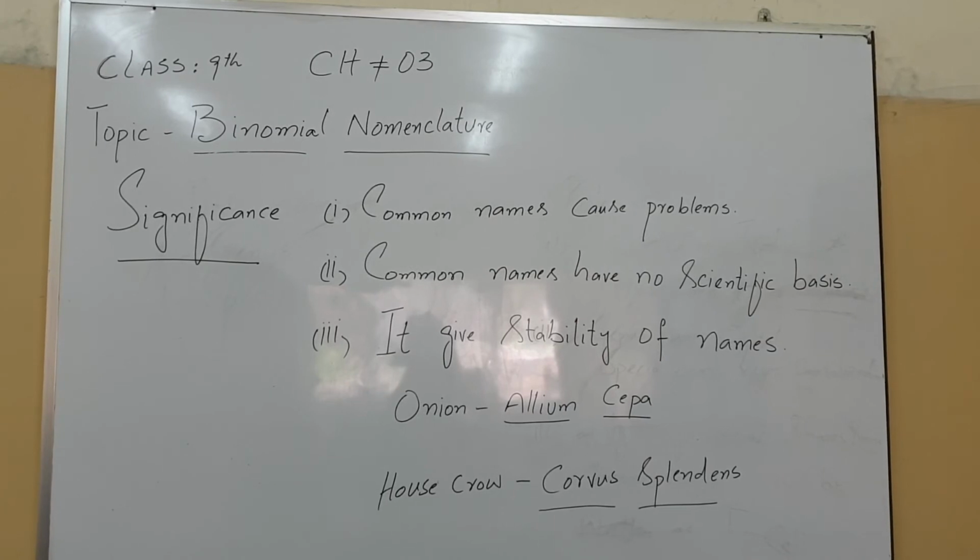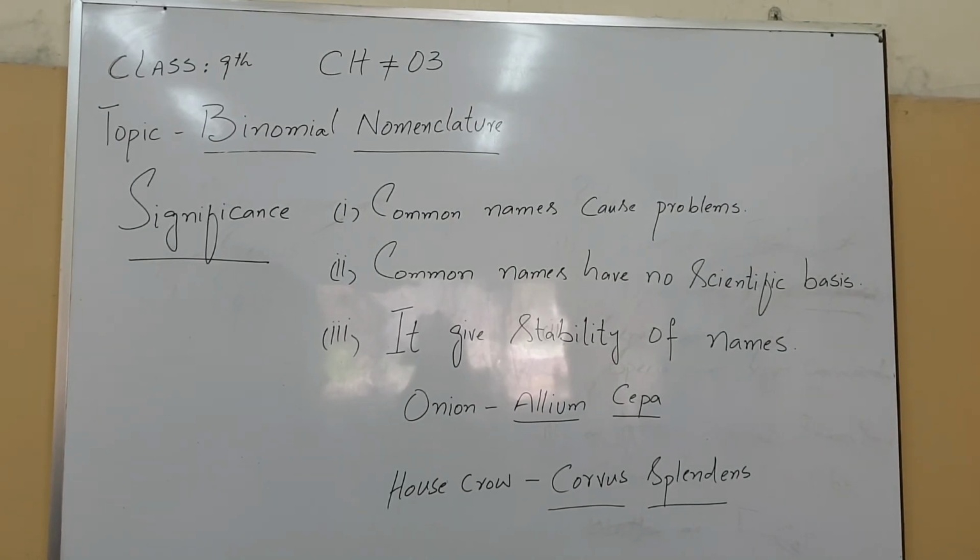So for solving this problem, each organism is given a special generic name related to its genus and a species name related to its species. So according to this system, we can recognize the genus and species of that organism. The next reason is that it gives stability of names. The names must be stable, and throughout the world the organism will be recognized with this two-name system, having no problem of language, having no problem of common names.